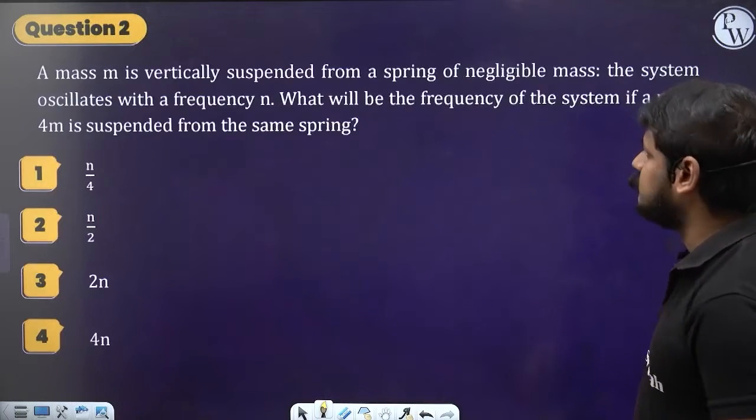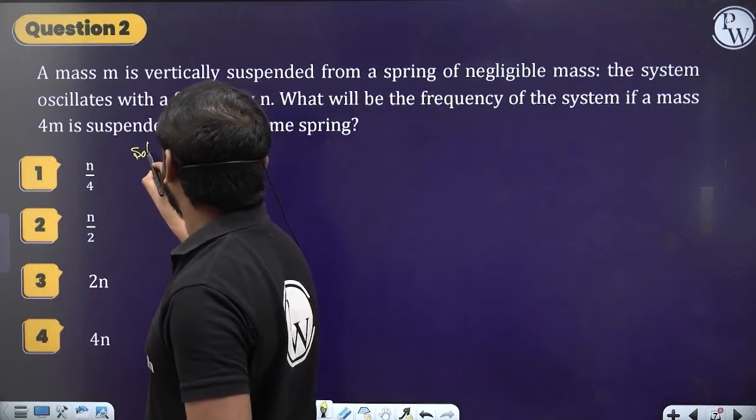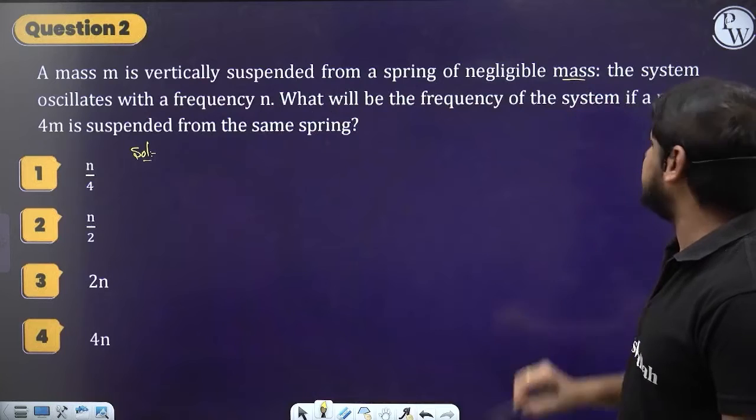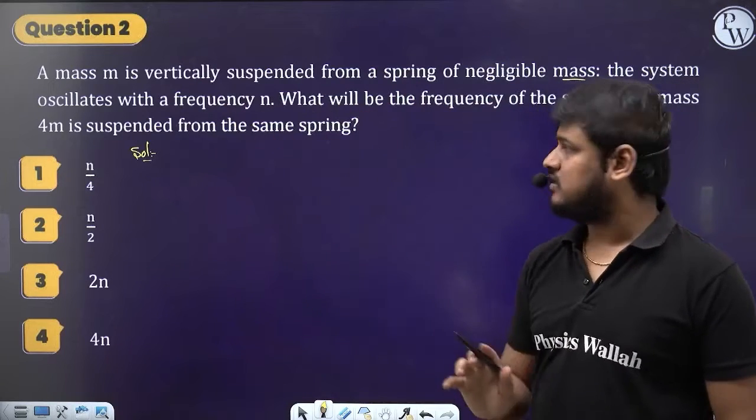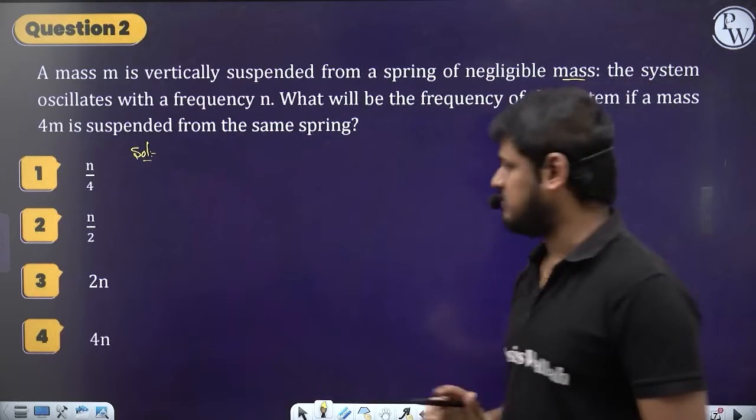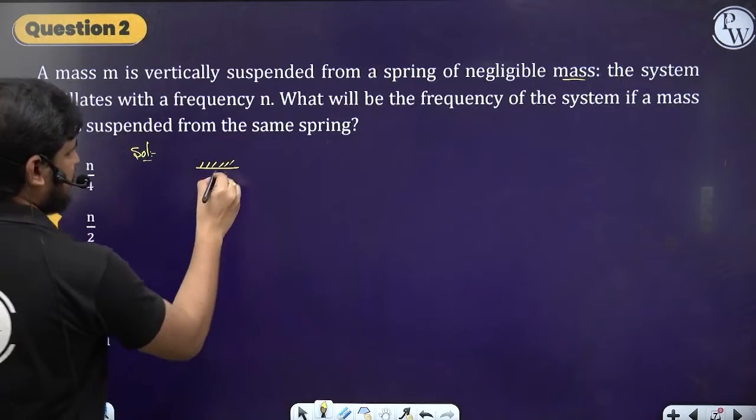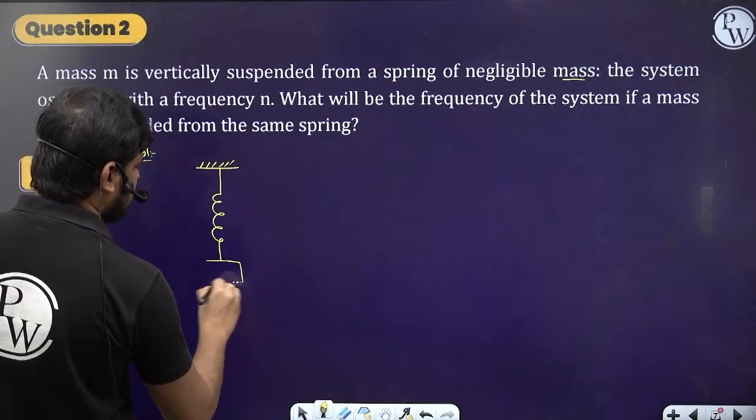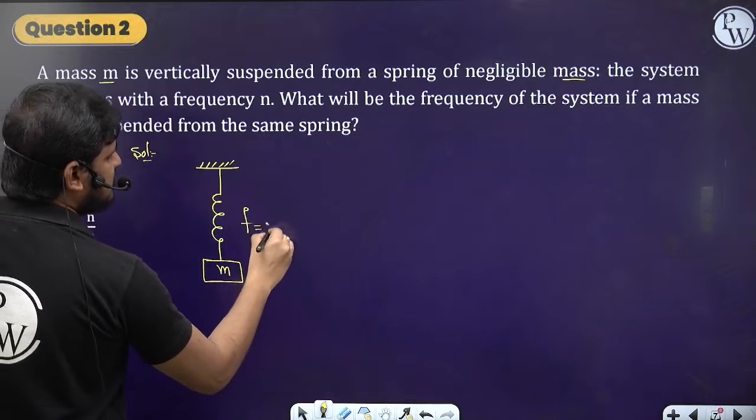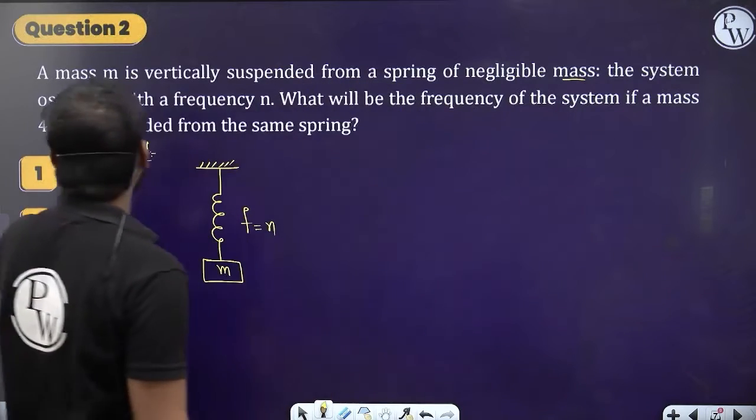Chalo. So we have one more question. So try to understand this question first. A mass m is vertically suspended from a spring of negligible mass. So the system oscillates with a frequency n. So what will be the frequency of the system if mass 4m is suspended from the same spring? So see here, we have to relate the frequency and mass, that's it. So in the first case, only mass m is attached. So the frequency f, let it be equal to n, as they gave it as n. So now what will be the frequency of the system if a mass 4m is attached?